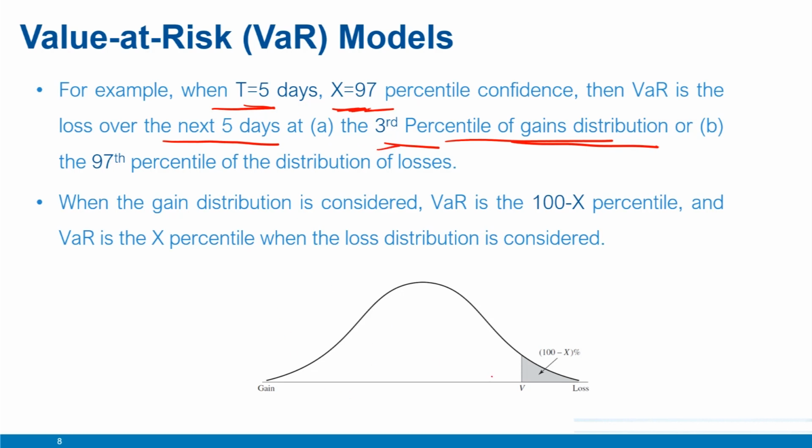That means if it is a gains distribution, here you have gains and here you have losses, then in that case it is the third percentile. Or if you're looking at a loss distribution, that means losses on this side and gains on this side, then you're looking at the 97th percentile. This side, the 97th percentile of the distribution of losses.